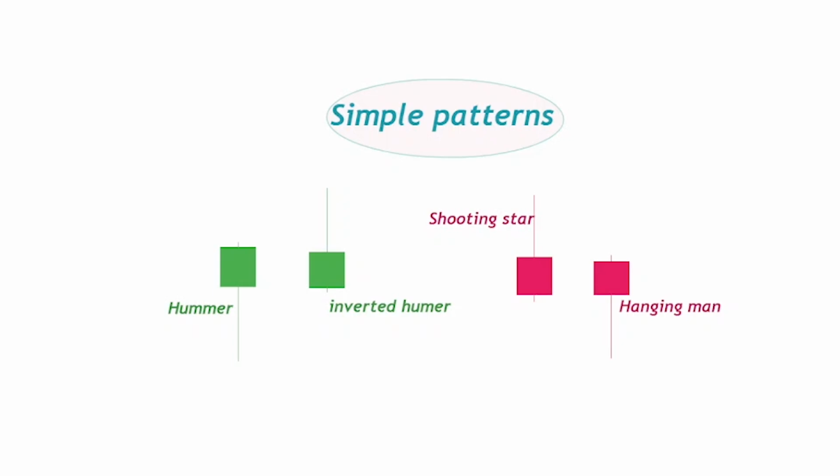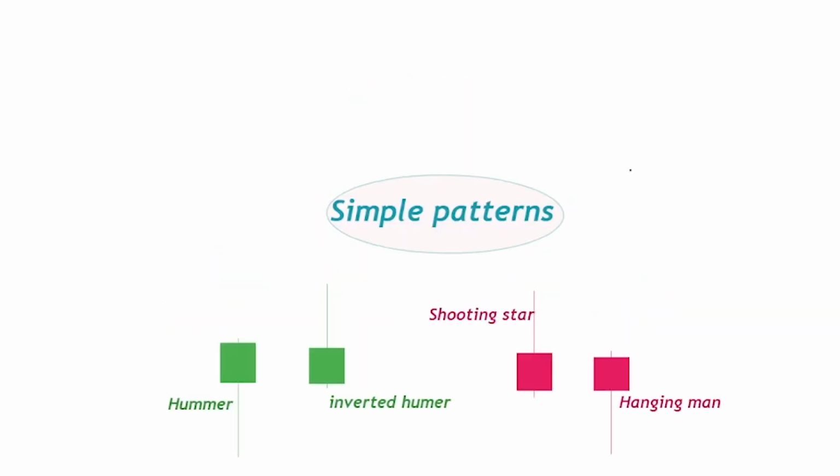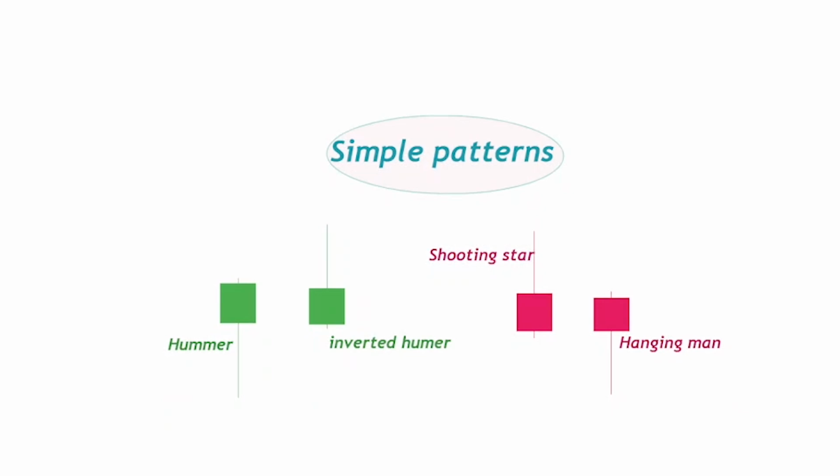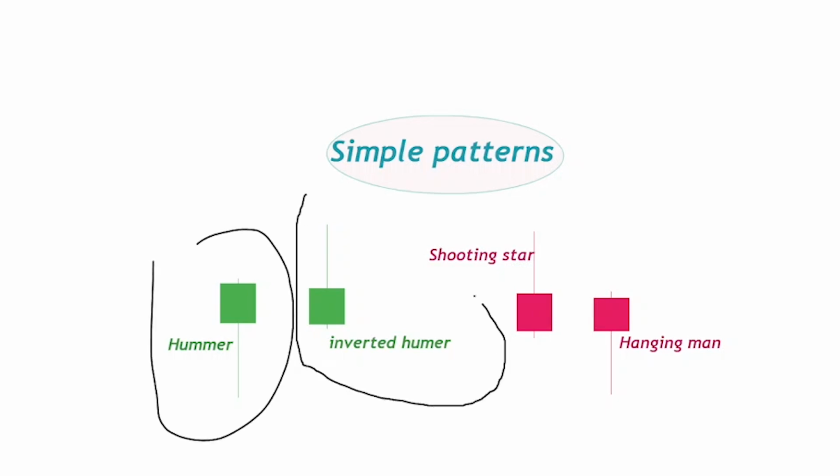We have a hammer, an inverted hammer, a shooting star, and a hanging man. Now let's start from the simple patterns. These are four simple candlestick patterns that we are going to be looking at, indicating buy or sell in the market. The first one is a hammer. This one is an inverted hammer, this one is a shooting star, and we also have a hanging man. Those are four simple candlestick patterns that we are going to be finding in the market.